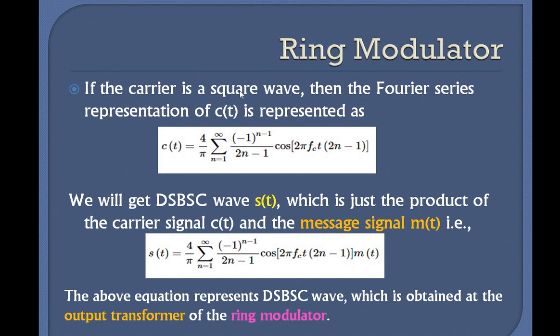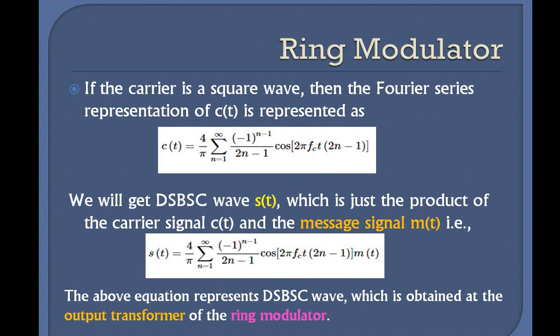So if the carrier wave is a square wave, the Fourier series representation of your carrier wave will be c(t) = 4/pi summation n = 1 to infinity, this is the Fourier representation of your square wave, (-1)^(n-1)/(2n-1) cos(2 pi fc t (2n-1)). By applying n = 1, we will get the answer of your Fourier series, and then you will get the output modulated wave.